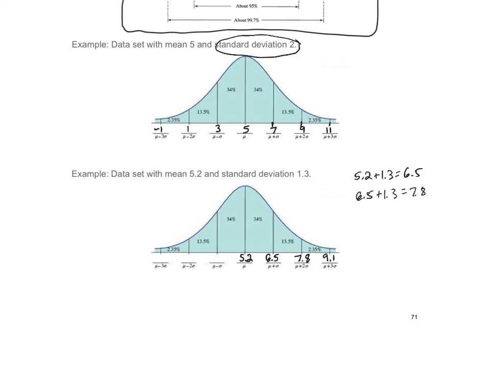Similarly, I can go to the left and fill in to the left by subtracting the standard deviation. So if I want to fill in this number right here, I will fill in with the answer to 5.2 minus 1.3, which is 3.9. And then for the next one, I need to do 3.9 minus 1.3, which is 2.6. And finally, my last one will be 1.3.